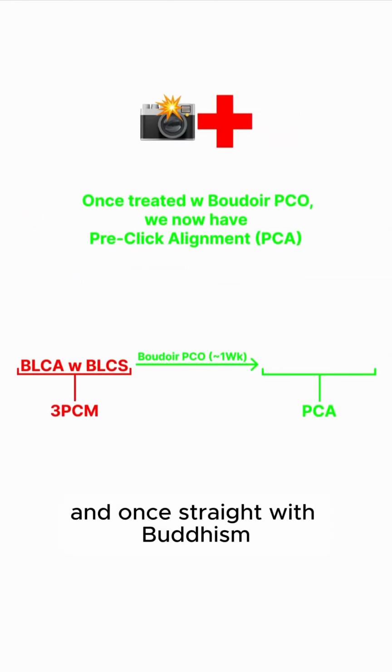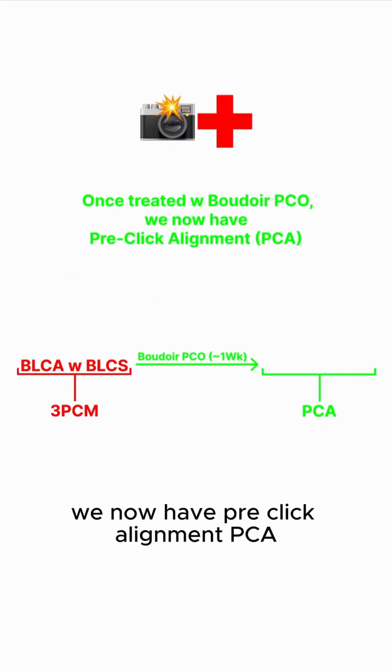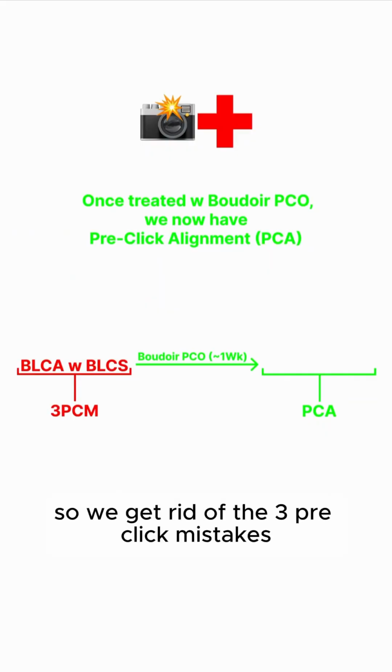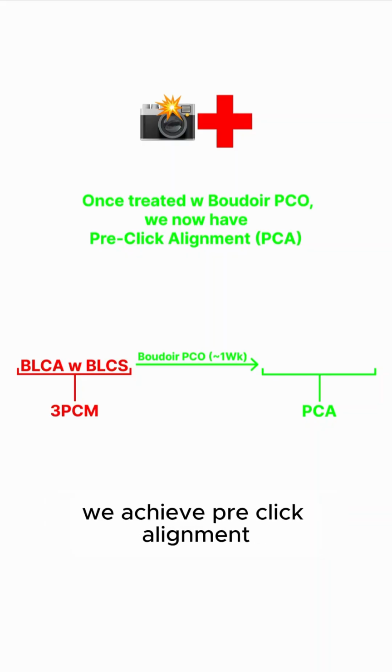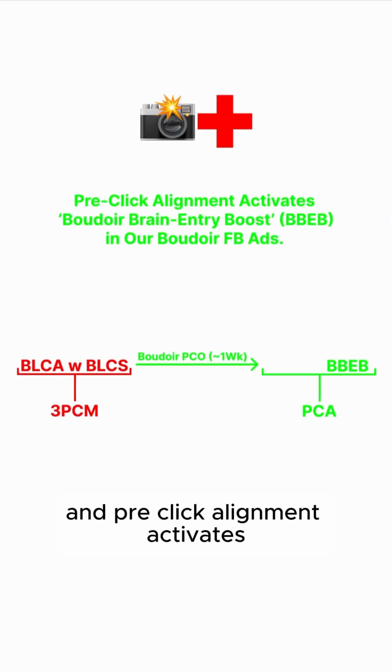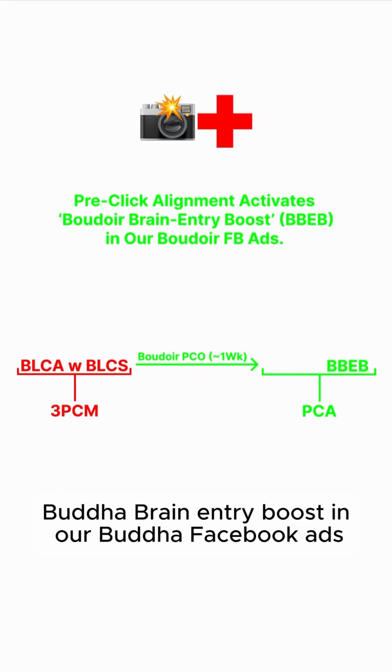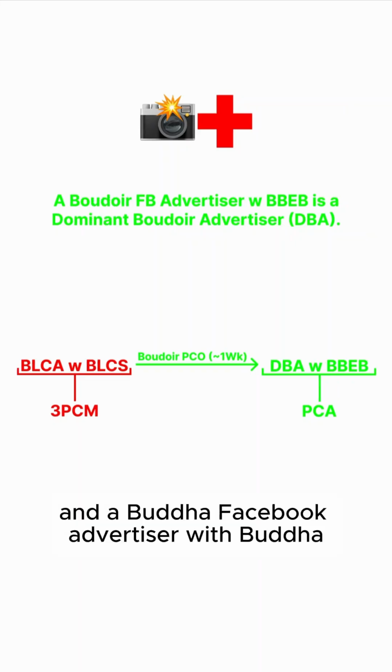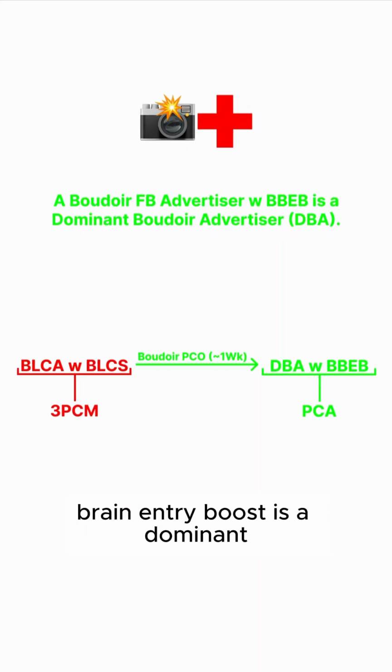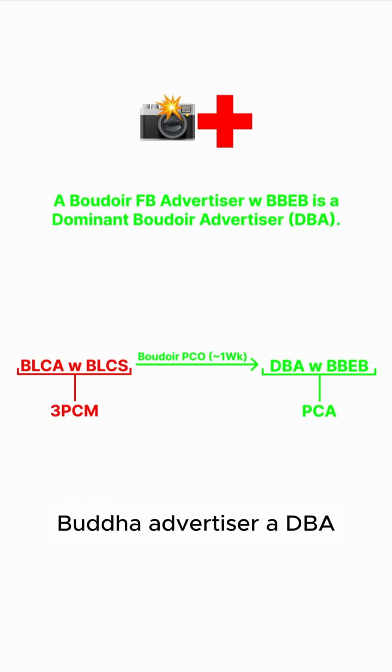And once treated with Boudoir Pico, we now have pre-click alignment, PCA. So we get rid of the 3 pre-click mistakes, we achieve pre-click alignment. And pre-click alignment activates Boudoir brain entry boost in our Boudoir Facebook ads. And a Boudoir Facebook advertiser with Boudoir brain entry boost is a dominant Boudoir advertiser, a DBA.